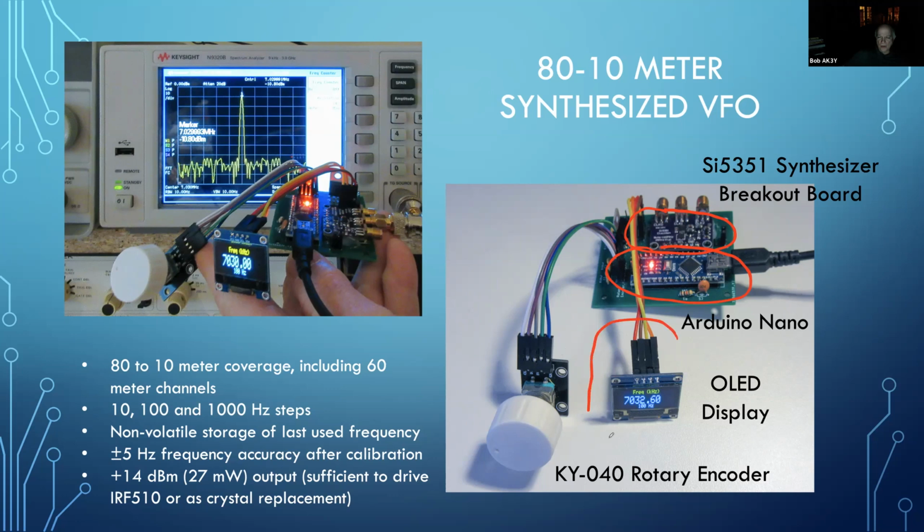It allows me to talk to a liquid crystal display, just like we did before. And here is a rotary encoder, which I use to interface to the Arduino. This provides me with full 80 through 10 meter coverage, including 60 meter channels, in 10 hertz steps. I'm getting plus or minus 5 hertz frequency accuracy once it's calibrated. It's kind of an interesting little device that can replace a crystal oscillator inside a QRP rig, or you can use it as the foundation for a whisper transmitter or anything else you'd like to build.